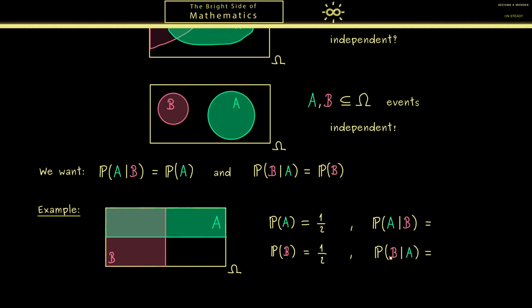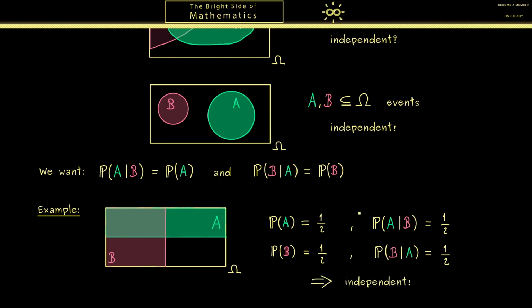However, now the important question is, what can we say about the conditional probabilities? So first, what is the ratio of A in B? And of course, in the picture, you immediately see it's also 1/2. And on the other hand, we ask, what is the ratio of B in A? And in this case we see it's the same number, it's 1/2. Hence indeed we have the equalities here, so the events are independent.